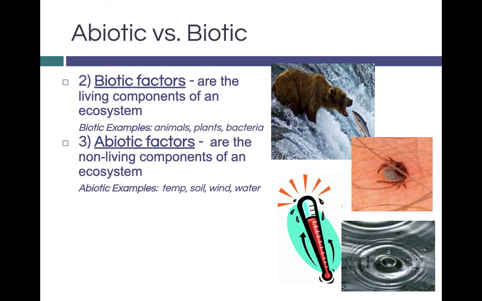Secondly, we have abiotic versus biotic. Biotic factors are the living things in an ecosystem or in the environment. You can see examples like animals, plants, bacteria. Abiotic factors are those things that are non-living. So temperature, how hot or cold is it? The soil, is it windy out? And also water would be great examples of abiotic factors.